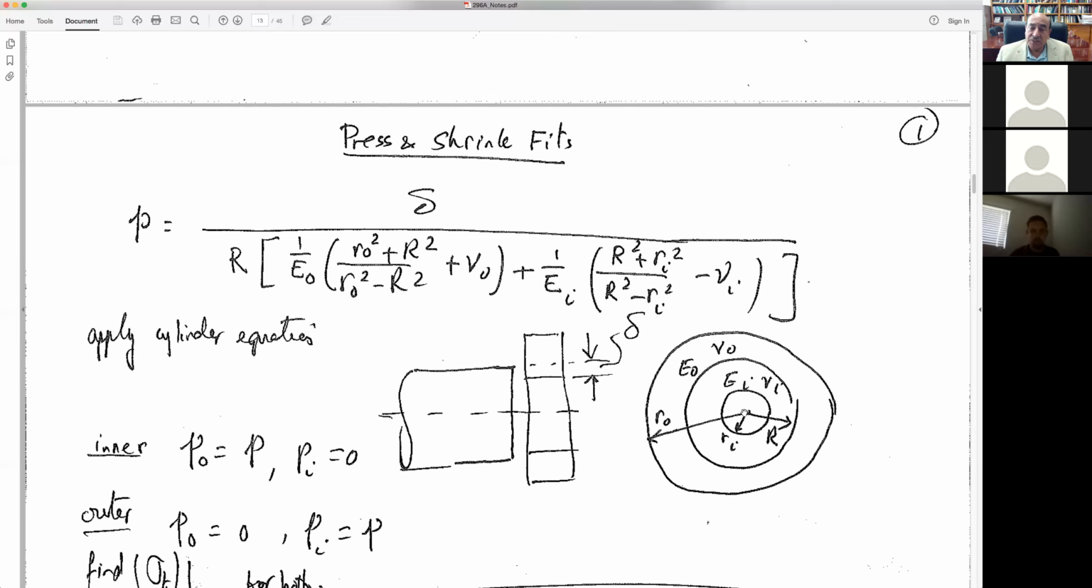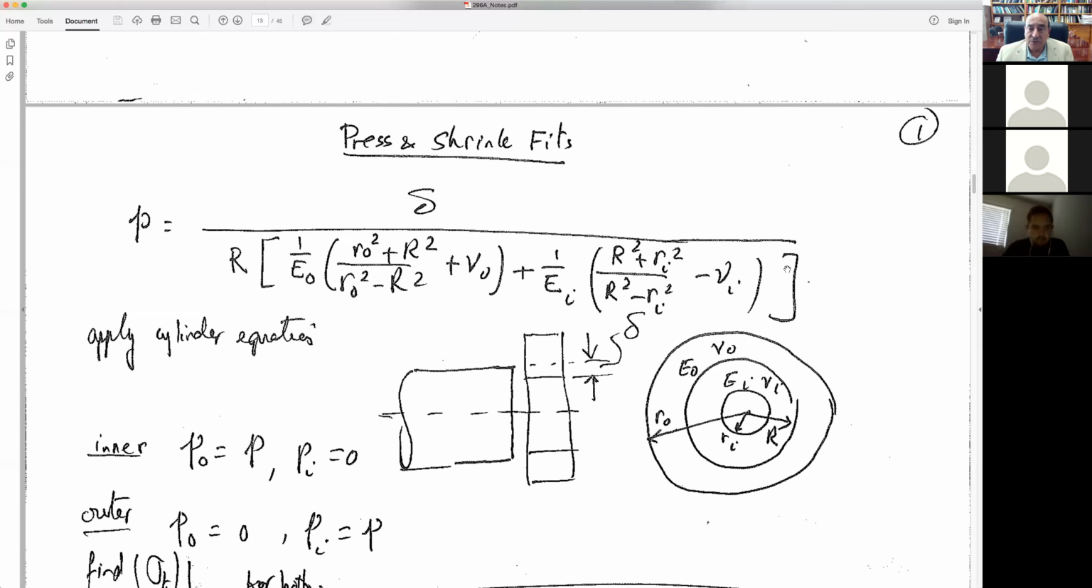So the geometry is that you have a hollow inner shaft that has R inner. There's an interface at capital R, and there's an outer shaft at R sub 0. And they could have different elastic properties, E inner and E outer, nu inner, nu outer. And then there's a pressure at this interface that is generated from the interference.